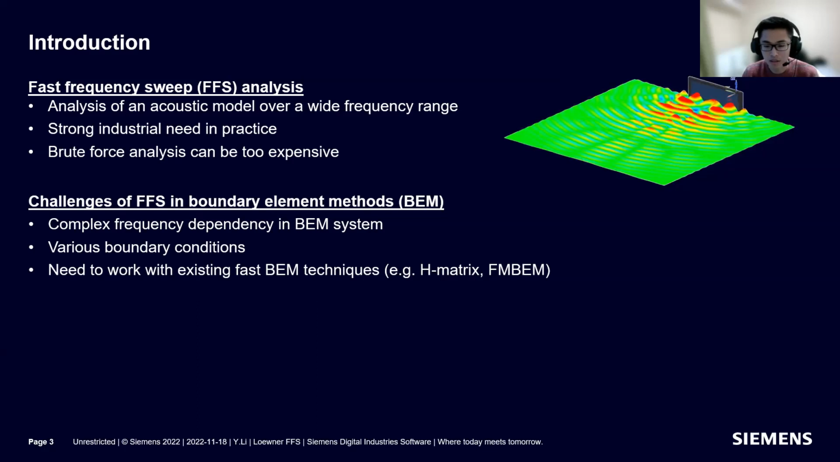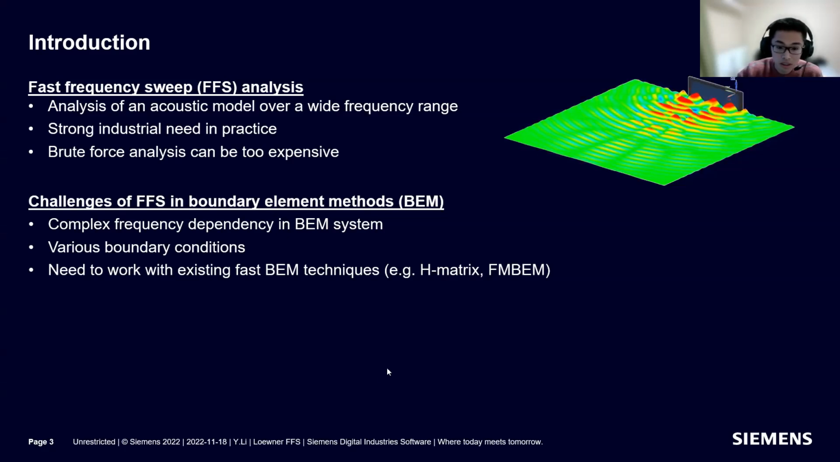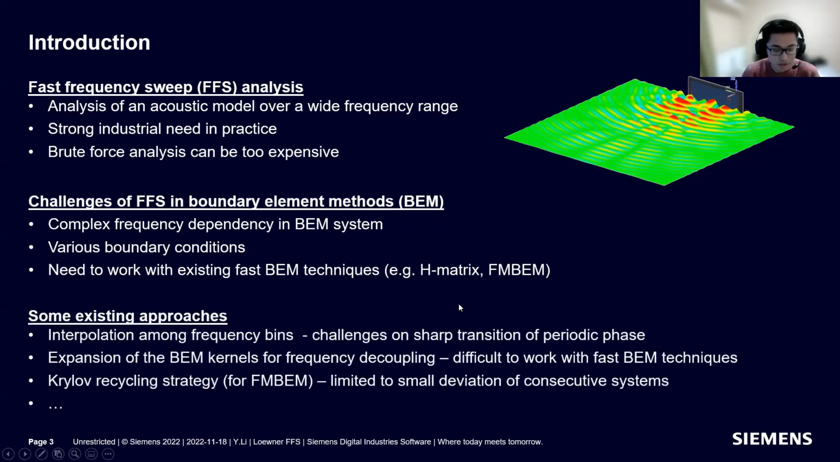They expand the kernels and do some compressions here and there, and this propagates through all the integrals in the BEM formulation, thus making it difficult to add an additional layer of a fast frequency sweep algorithm on top of it. So what has been done in the literature? There are some efforts indeed.